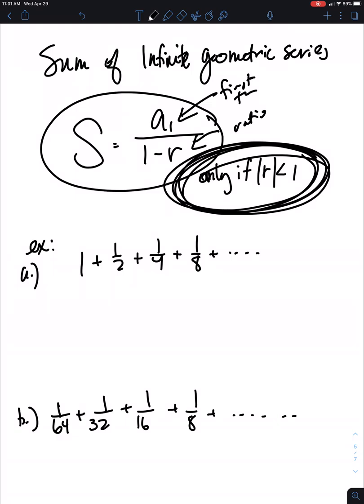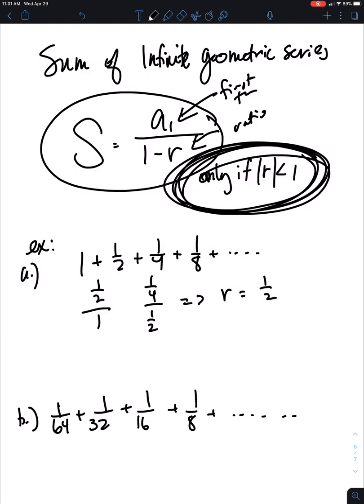No coincidence, but let's say you get negative 0.5. The absolute value of that is less than 1, so that does work. Okay, so make sure it's the absolute value. Let's check the first example I have here: 1/2 divided by 1, 1/4 divided by 1/2. My ratio is going to be 1/2.